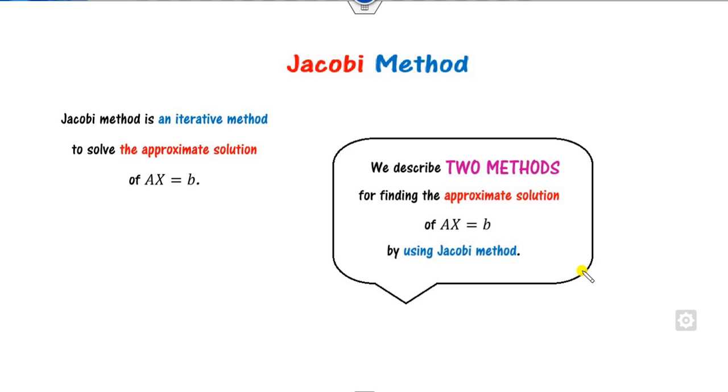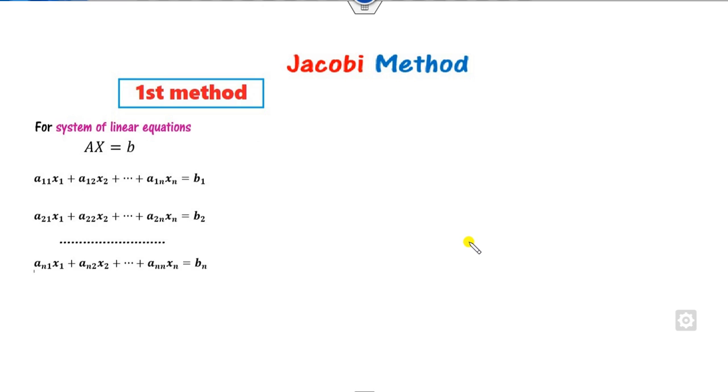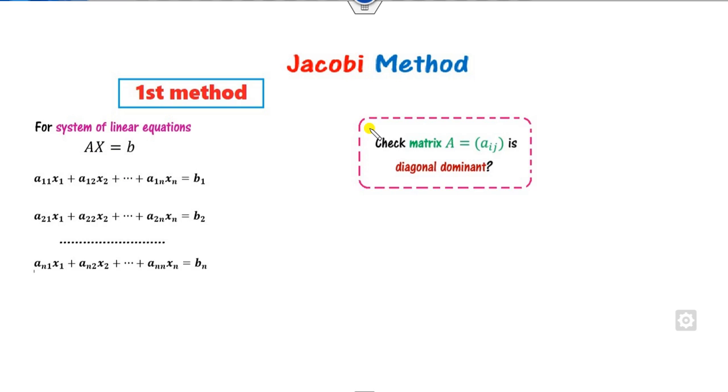I will teach you two different methods for solving this system using the Jacobi method. The first method is, if you have the system Ax = b, make sure the matrix A is diagonally dominant. What is the property of diagonal dominance? For any row, the absolute value of the diagonal entry must be greater than or equal to the sum of the remaining entries Aij, where j is 1 to n and i is not equal to j.